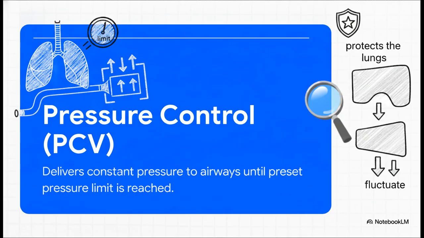The second language is pressure control ventilation, or PCV. Here we completely flip the script. The ventilator delivers a constant pressure to the airways with every breath until a preset pressure limit is reached. So the pressure is locked in, which is fantastic for protecting fragile lungs from pressure damage. But because that pressure is capped, the actual volume of air the patient gets, well, that's going to fluctuate depending on how stiff or compliant their lungs happen to be.